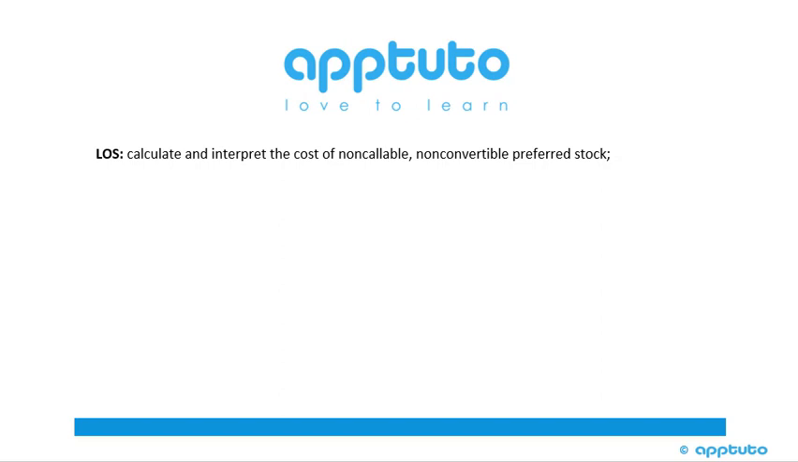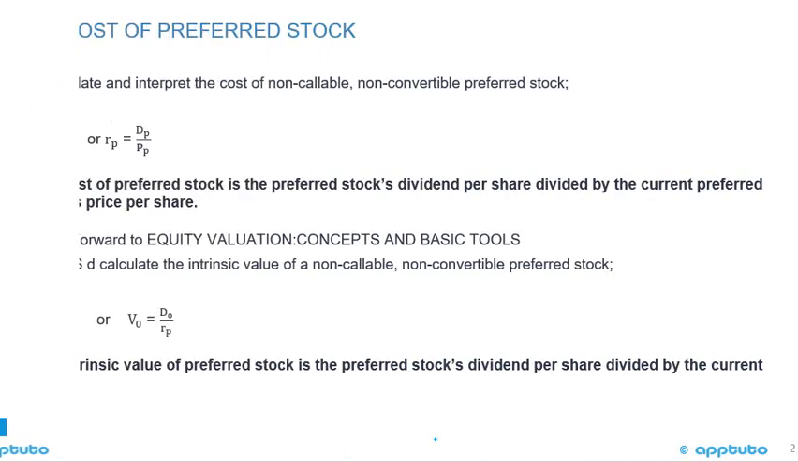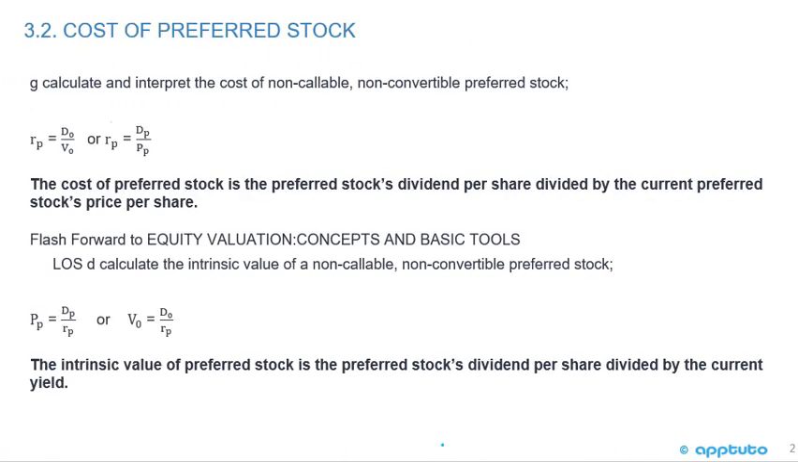This LOS is to calculate and interpret the cost of non-callable, non-convertible preferred stock. So we're continuing now with the cost of the preferred stock. This is heavily related to another LOS that we see later on in the equity valuation section, where we need to calculate the price, the intrinsic value, of a non-callable, non-convertible preferred stock.